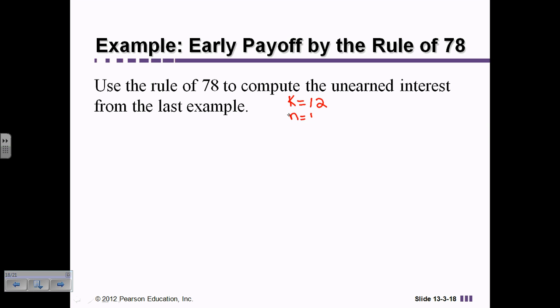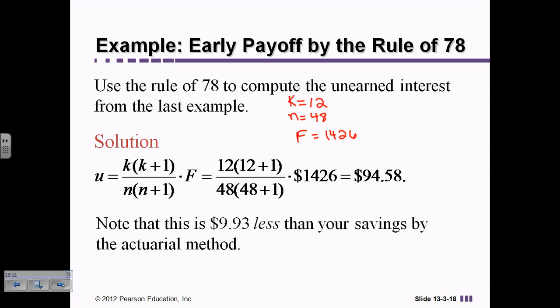N would be 48 because there were 48 payments originally scheduled. And F, the finance charge, is $1,426. So if we plug that information into our formula, we get $94.58 of unearned interest.